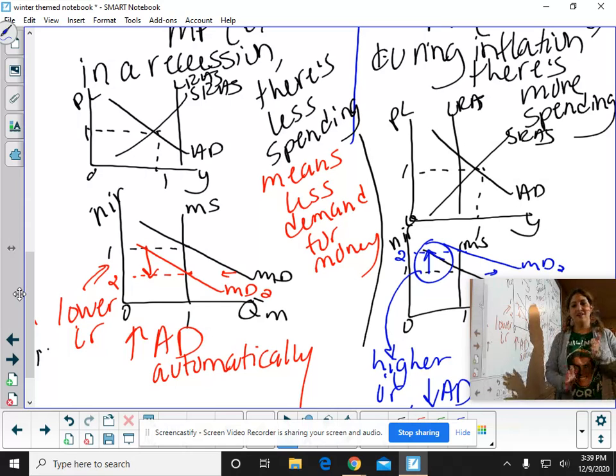And that's the end of today's notes. Hopefully it wasn't too long, but we did M's, we did the money market graph, and automatic versus discretionary monetary policy. Tomorrow we will do fiscal policy, so watch out.